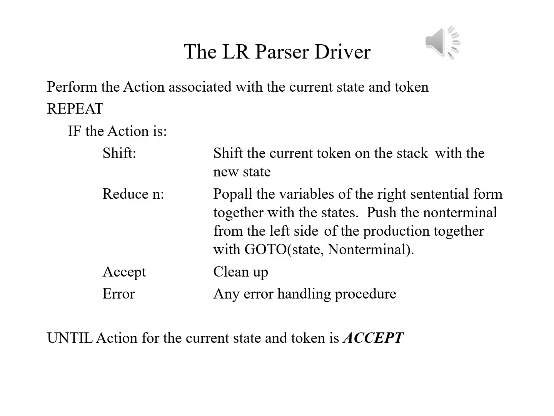Now that we have the parse table, we need the parser driver to use the parse table and parse our program. We will repeat the following steps. If the action is shift, we will shift the current token on the stack together with the new state. Reduce by production n: we will pop all the variables of the right sentential form for that production together with their states. We will now push the non-terminal from the left side of the production together with goto of the state and non-terminal. If the action is accept, we'll do whatever cleanup and from then we'll move on.